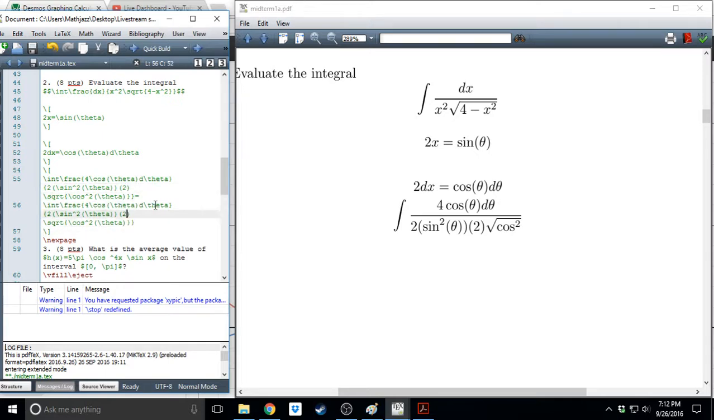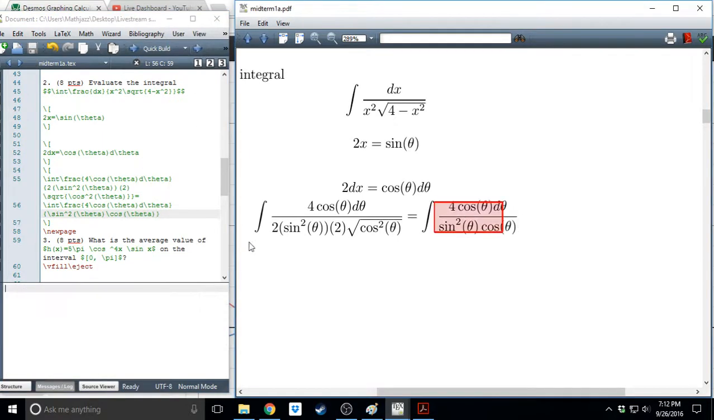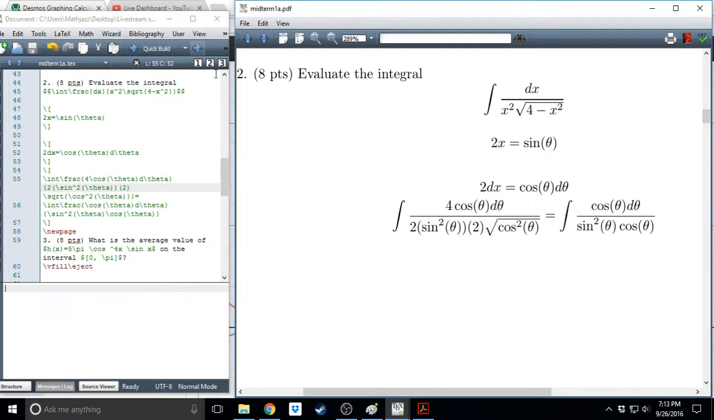So this 2 goes away. This 2 goes away. And the square root of cosine squared is just cosine, so the square root goes away too. And now we have, oh, here it is. Yes, this is what we had. This is what we have after canceling. That 4 goes away. There we go. Oh, and the cosines cancel, which is really nice.